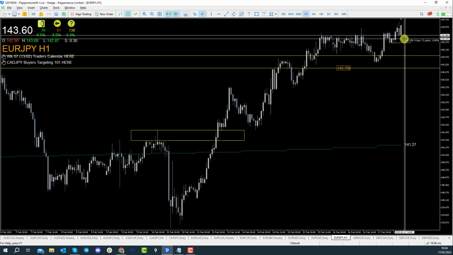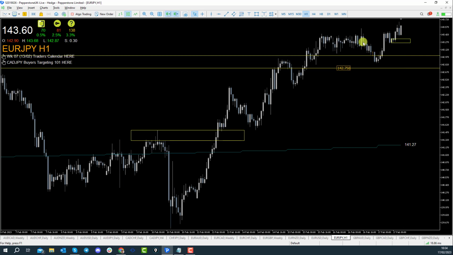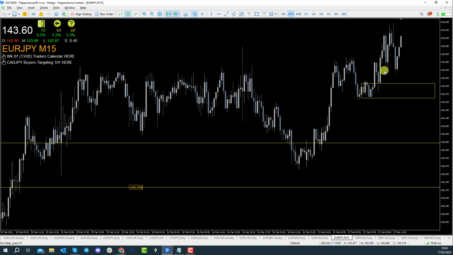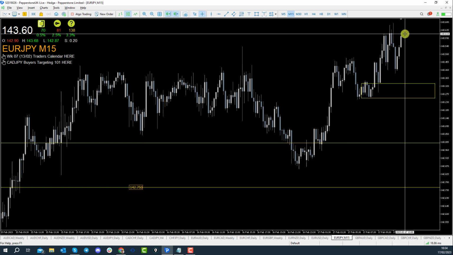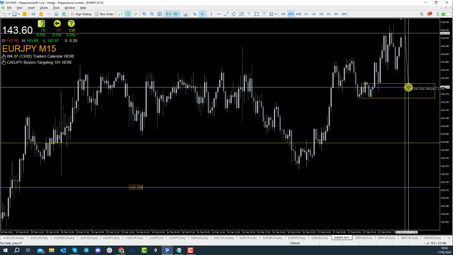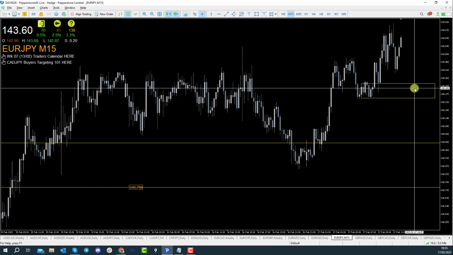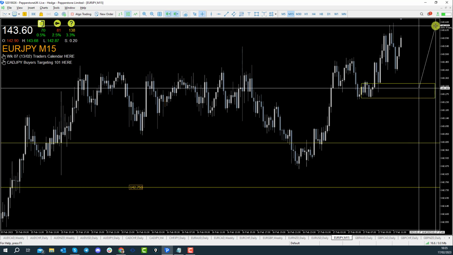It looks like price didn't come back. I mean, that's like 7 pips into our zone, so we may have missed that. If I just jump down to a 15 minutes, yeah, it looks likely that we may have missed that now, unless price does find resistance at 143.60, comes back into the zone and maybe offers us an opportunity to trade back to the highs.